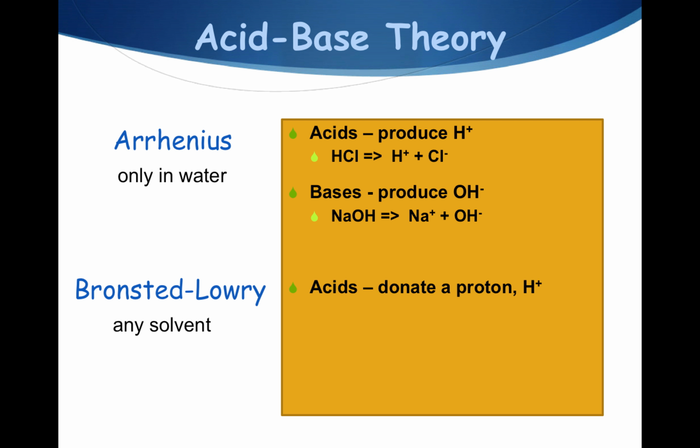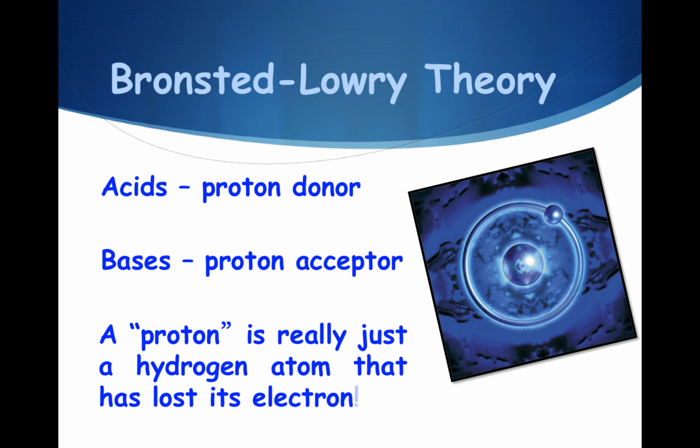According to the Brønsted-Lowry theory, an acid is anything that donates a proton. A proton is essentially a hydrogen ion. A base is anything that accepts a proton, anything that accepts a hydrogen ion. In other words, acids are proton donors and bases are proton acceptors.